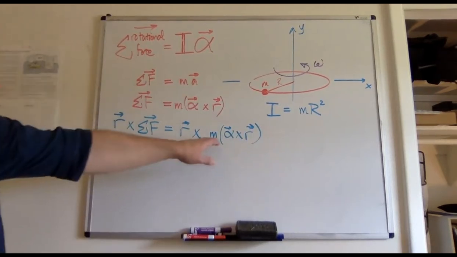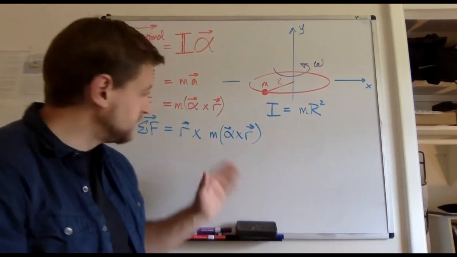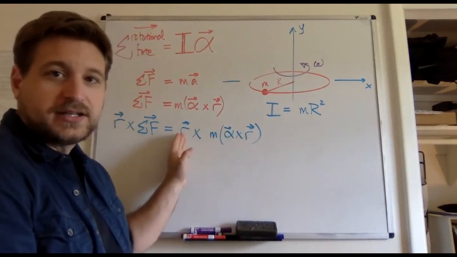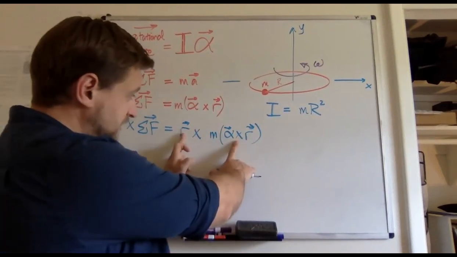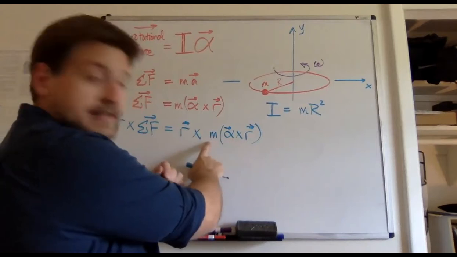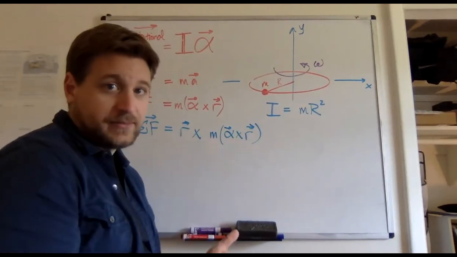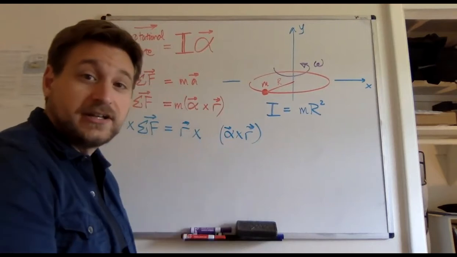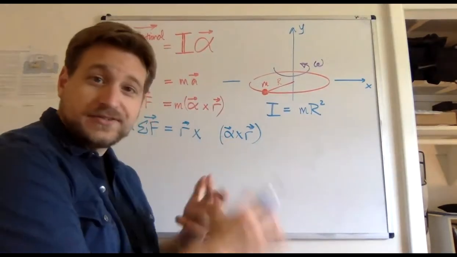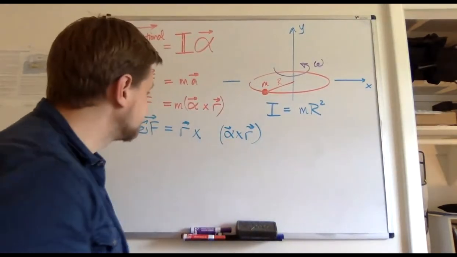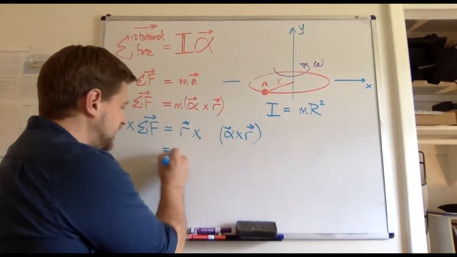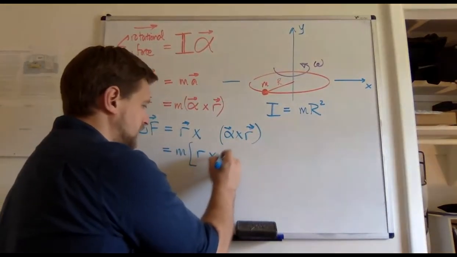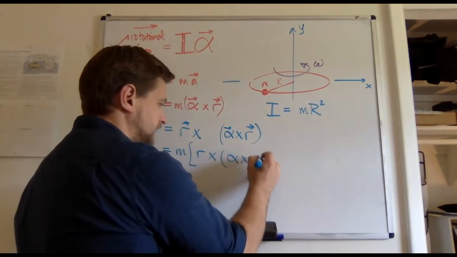Now, the multiplication by m, that's scalar. If we scale this result and then do some cross product, or if first we do the cross product of r and this, and then scale by m, that's the same. Regular multiplication by a scalar is commutative, associative, all the stuff. So we can move that out here. And we're talking about r cross alpha cross r.